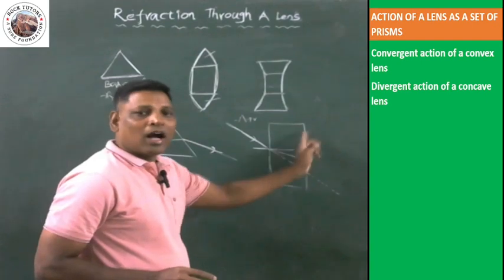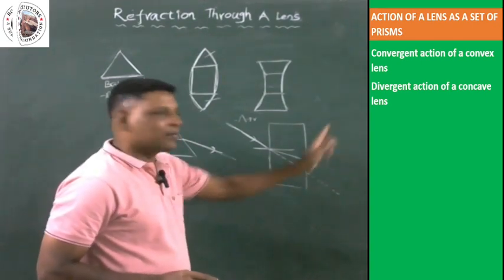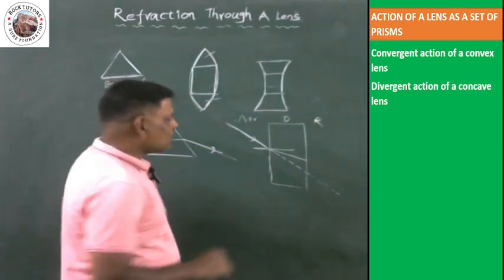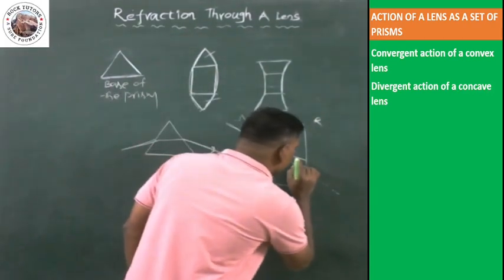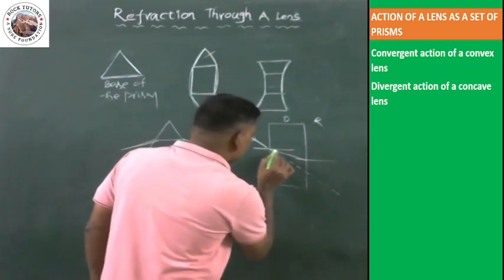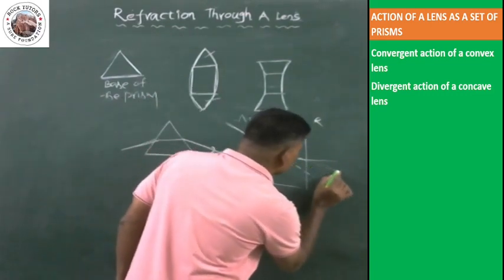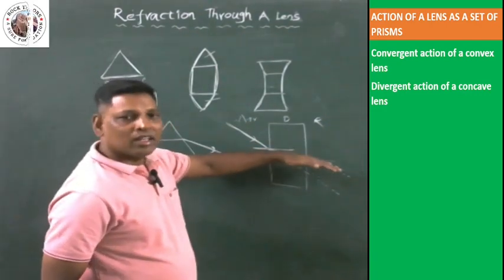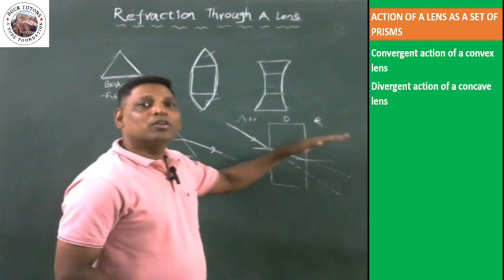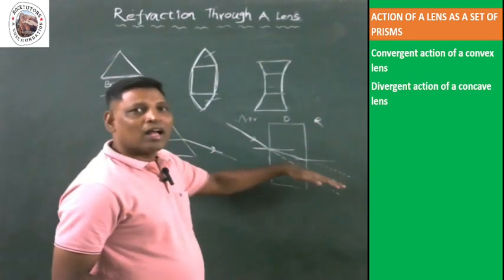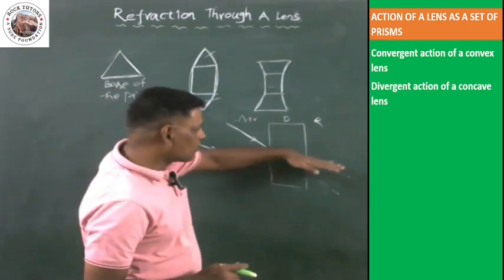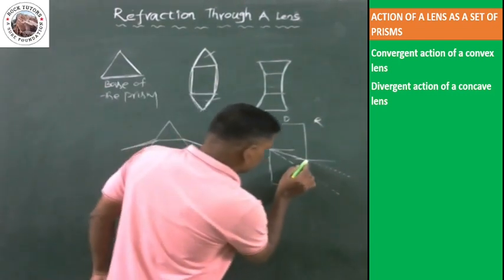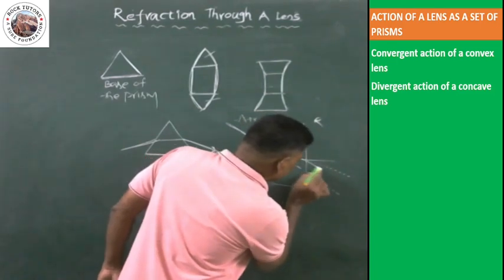Now it is coming out into the air, meaning rarer medium. So when going from denser to rarer, what happens? If I draw the normal here, actually this ray has to go like this. But we know that when light is entering from denser to rarer, it will bend away from the normal. This is the normal, this is the actual path, and it will bend away from the normal. That means like this.